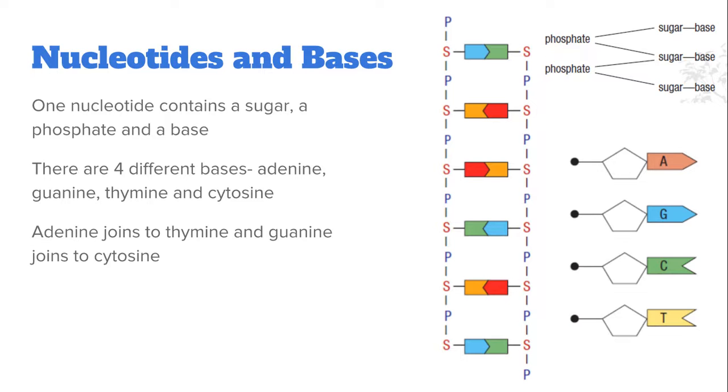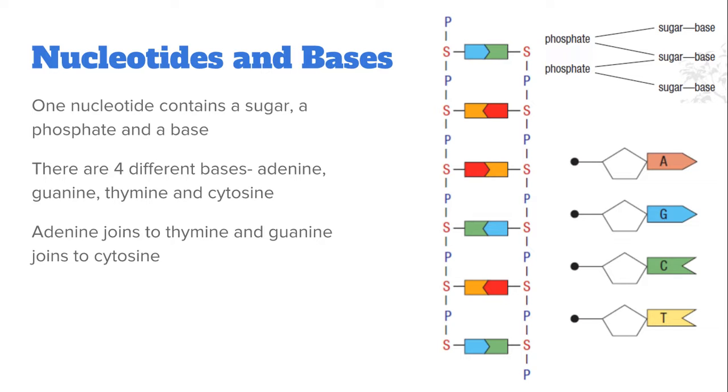So here we have some images that break down the structure of our DNA when it's not in its helical structure, which is most commonly shown in popular media. If we look at a nucleotide, it contains a sugar, a phosphate, and a base, and those bases can be one of the four bases which DNA contains, which is adenine, guanine, thymine, and cytosine.